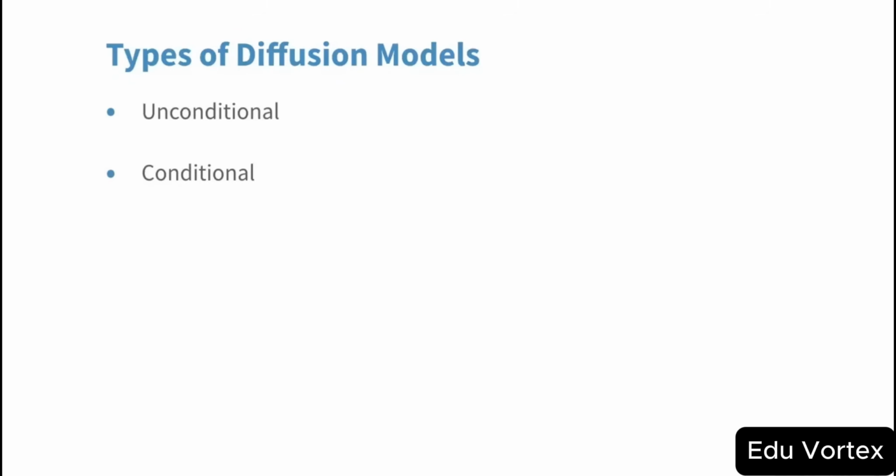So this is how the model is able to generate images based on text. And this is how most text-to-image generation models work, like DALL-E 3, Midjourney, and Stable Diffusion.